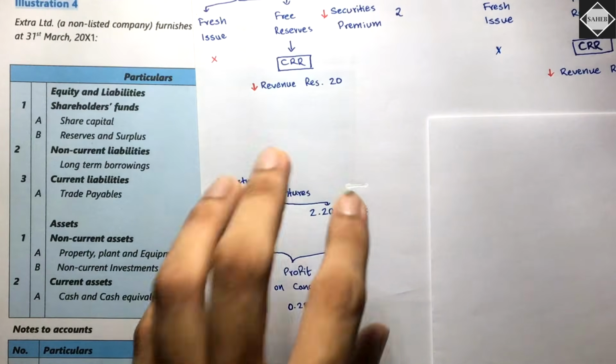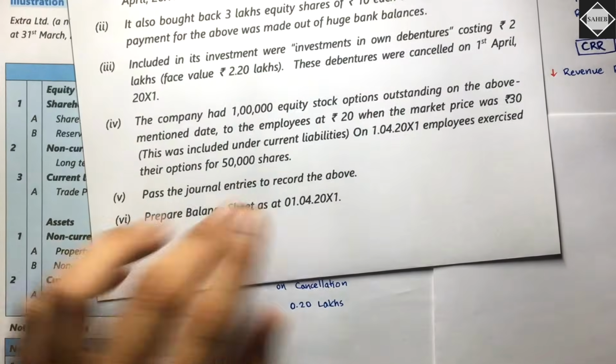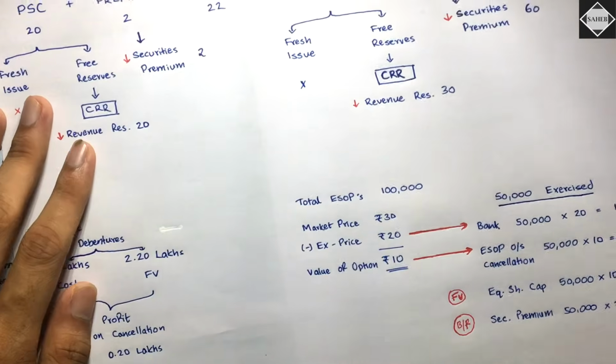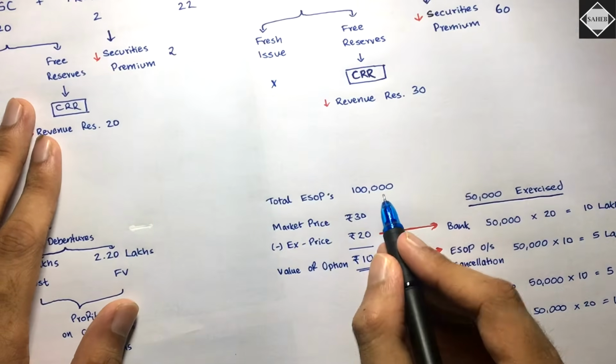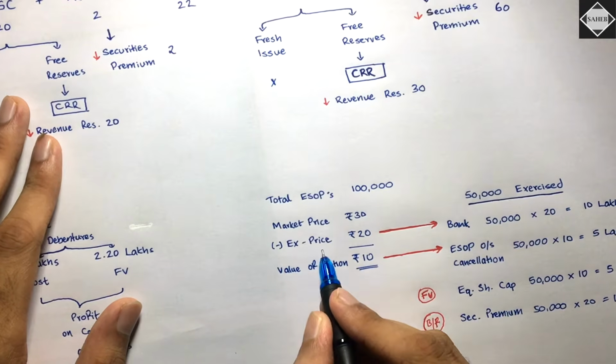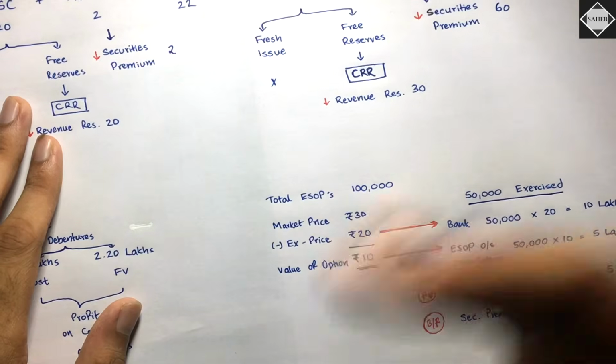Okay, the redemption of debenture, this thing. And then we have ESOPs. Okay, let's see the ESOP now. It's really simple. See here, there were 1 lakh total ESOPs in the question. Market price, they told us it was rupees 30, and exercise price, the price which was offered to the employees, was rupees 20, the discounted price.